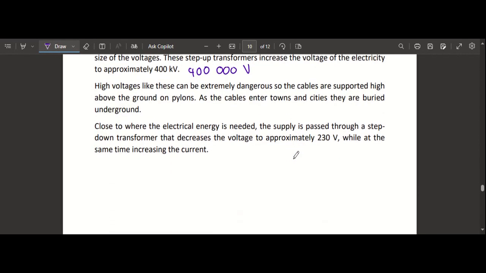As the cables enter towns and cities, they are buried underground. Close to where the electrical energy is needed, the supply is passed through a step-down transformer that decreases the voltage to approximately 230, while at the same time increasing the current, right? So this is why we use the transformer generally, right?